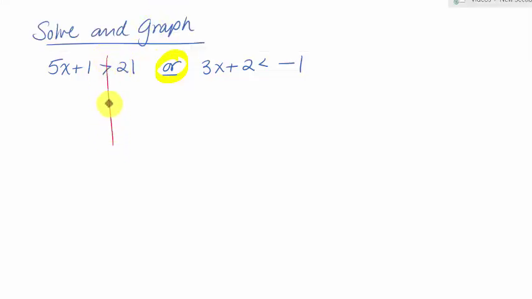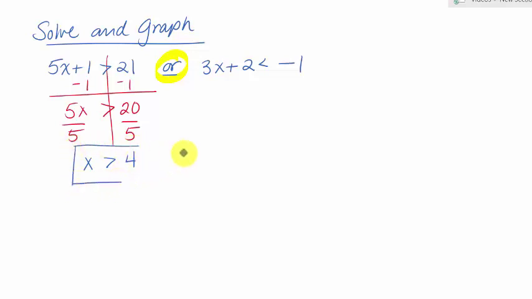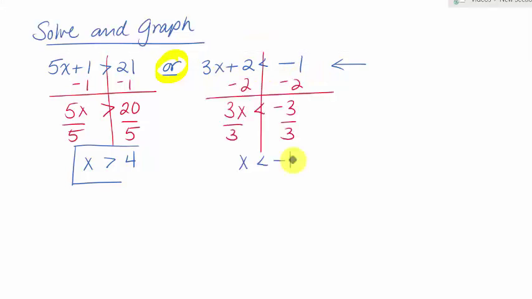So what I'm going to do here is subtract 1 from each side and then divide by 5. And when you do that, you get the inequality x is greater than 4. Now that's just half of the problem. You also have to do the other side of the problem. So again, for this one, we're going to subtract 2 from both sides, then divide by 3. So when we finish this side, we get x is less than -1.